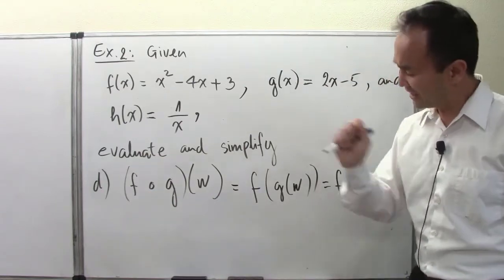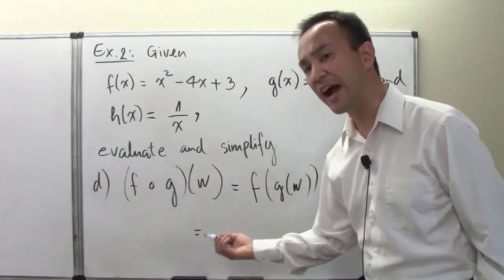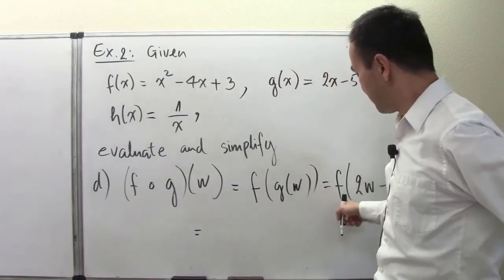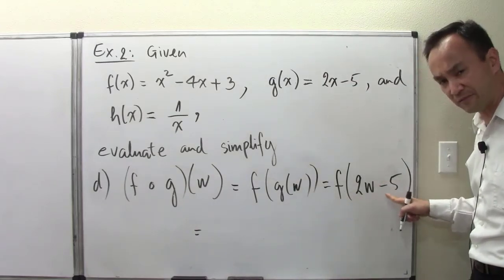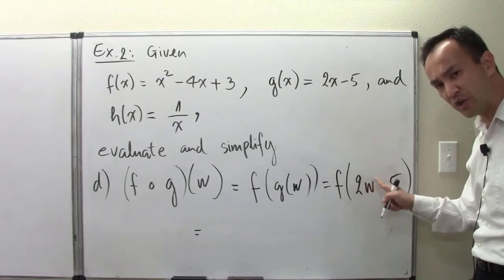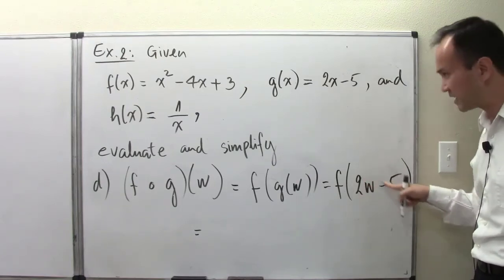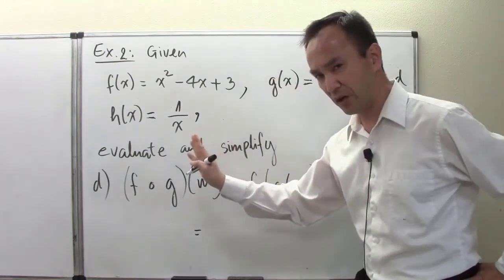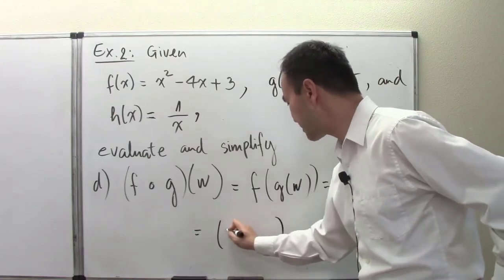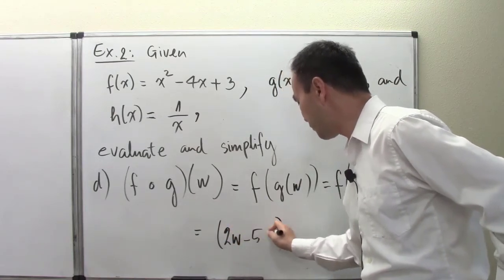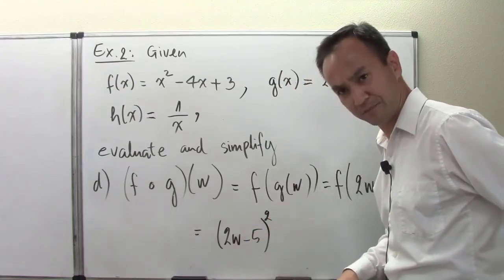All right, once we set ourselves at this point and we are ready for the actual evaluation work, the main function is f. What we're inputting for that function f is 2w minus 5. The whole thing here is the input for this rule. So the rule of f says for each input, and the input here is 2w minus 5, we're going to square that input.